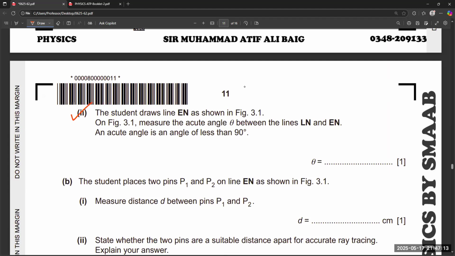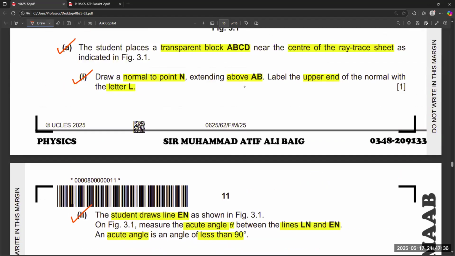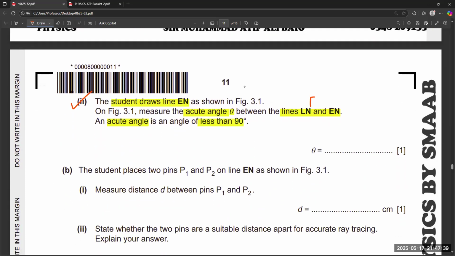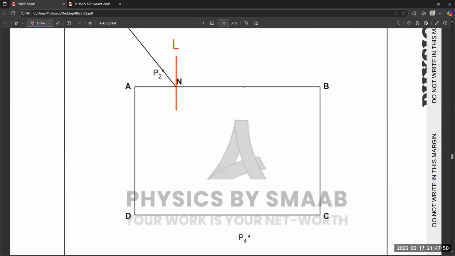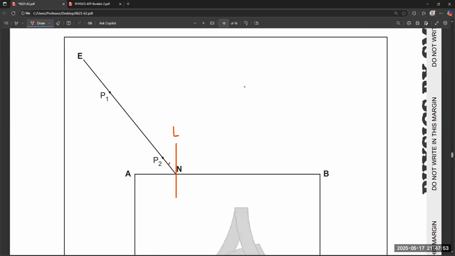Now the student draws line EN as shown in figure 3.1. On figure 3.1, measure the acute angle theta between the lines LN and EN. It is also explained that an acute angle is an angle less than 90 degrees. So we have to measure the angle between LN and EN. This can be done with the help of a protractor. Okay, so we have to measure this angle.